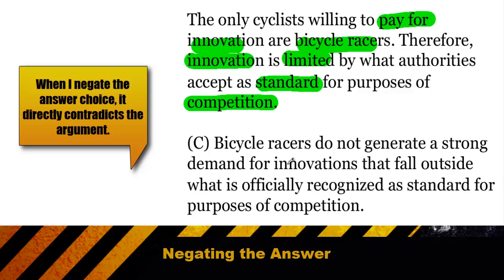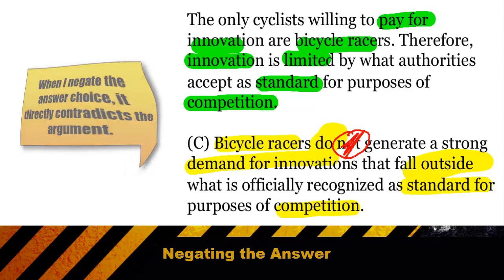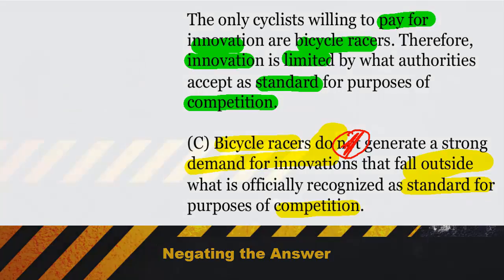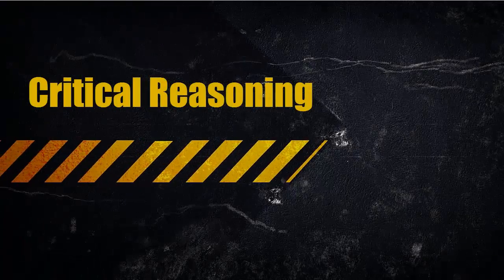And now when I get to answer choice C, once again, I see it has a not in the answer choice. So to flip that answer choice, it's simple. Just take out the not. Now the argument reads, bicycle racers do demand innovations for things that are outside standard competition. And that directly challenges the argument. So I know C had to be true the way it's written, because when I make C not true, it goes directly against the original reasoning.